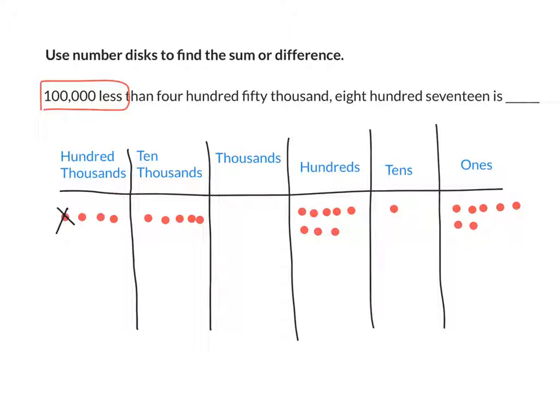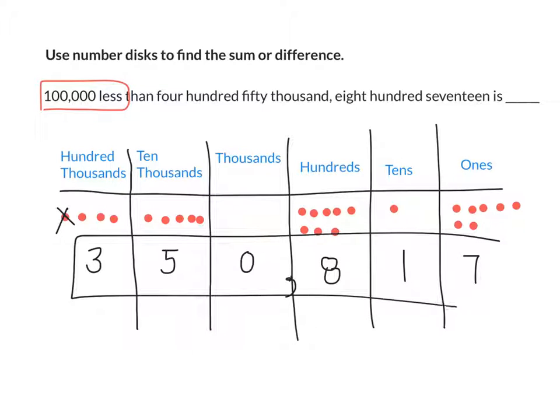How many 100,000s do we have left? 3. How many 10,000s? 5. Count them carefully. How many thousands? 0. How many hundreds? 8. How many tens? 1. How many ones? 7. So the answer is 350,817. And here's an example of how you can use number discs in a place value chart to find 100,000 less than a given number.